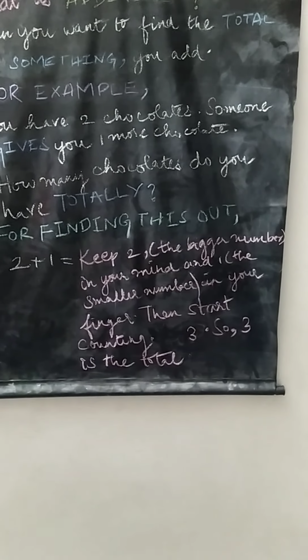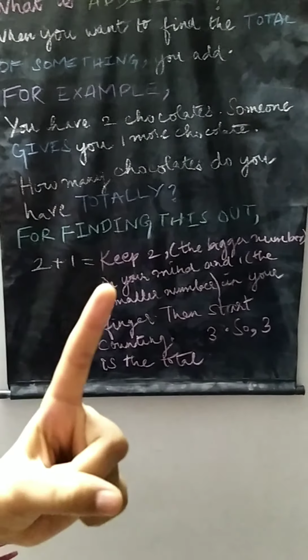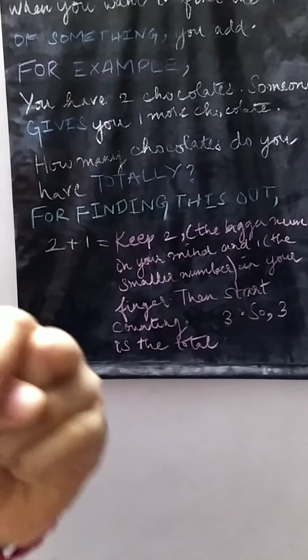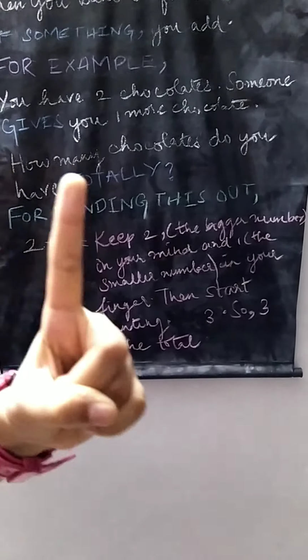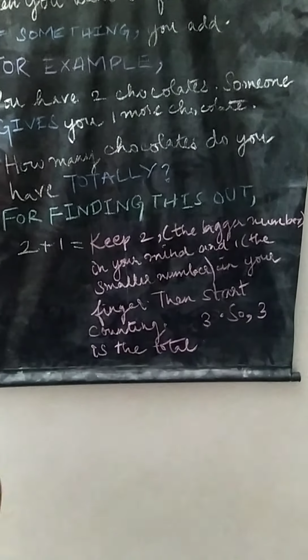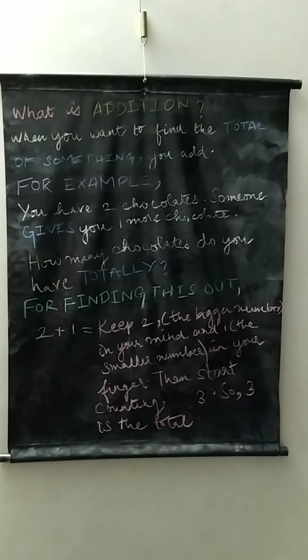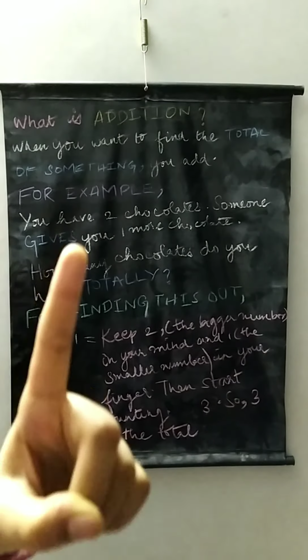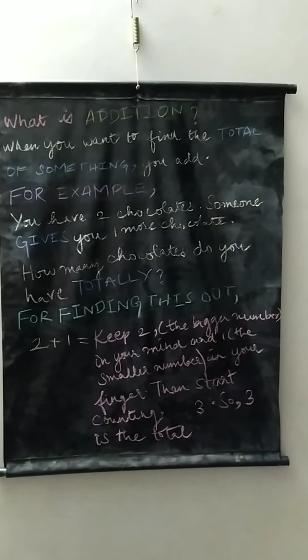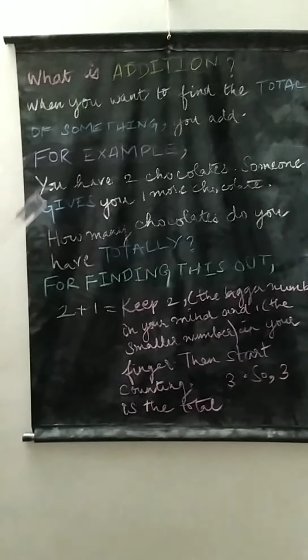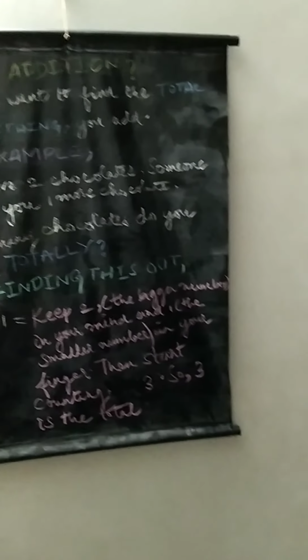You already have 2 in your mind. So 1 and 2 are already in your mind. So what's left if you have 1 in your finger? 1, 2 in your mind, and 3. 3 in your finger. So when you add the 2 in your mind and 1 in your finger, you get 3. So 3 is the total number of chocolates that you have after someone gives you one more chocolate.